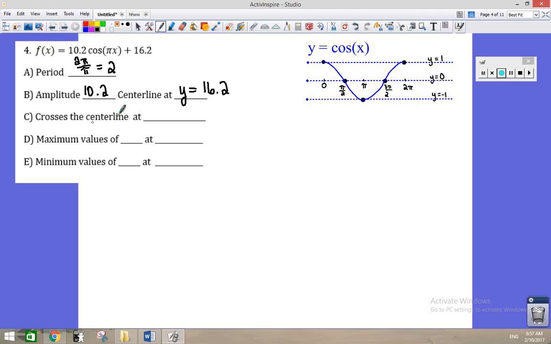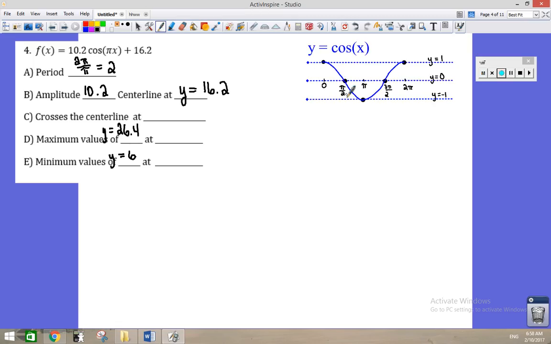Our maximum values and minimum values are 10.2 units away from this center line. So if we add that amount, we'll have y equals 26.4 for a maximum value. And if we subtract that amount, we'll have 6. Y equals 6.